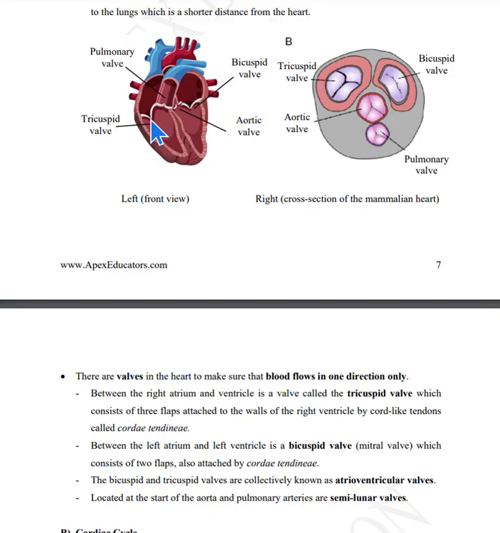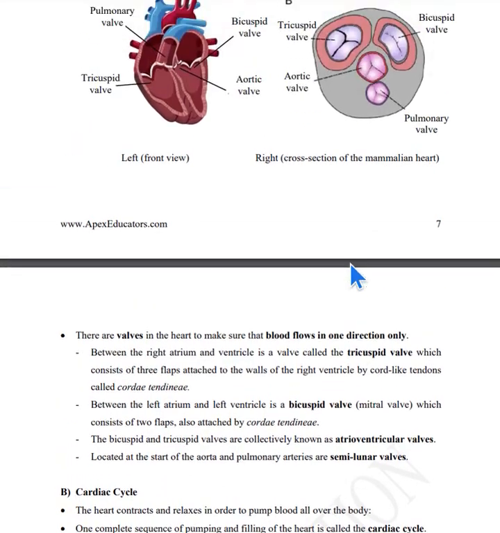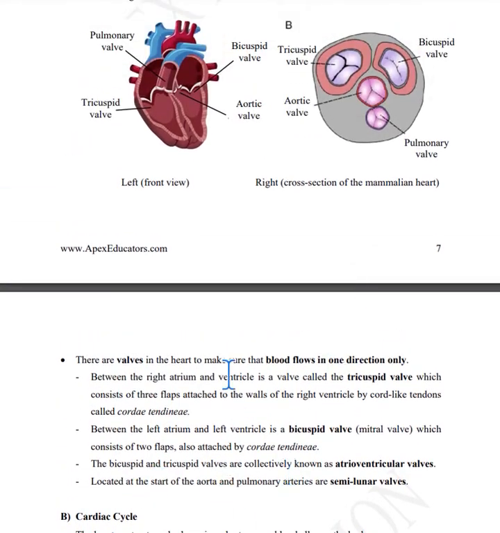And then between the left atrium and the left ventricle, which is here, this is your bicuspid valve. It only contains two flaps. That's why it's called bi. Bi means two. Then the valves located at the start of the aorta and the pulmonary artery, which is here, you can see this small valve here. That is your semilunar valve.